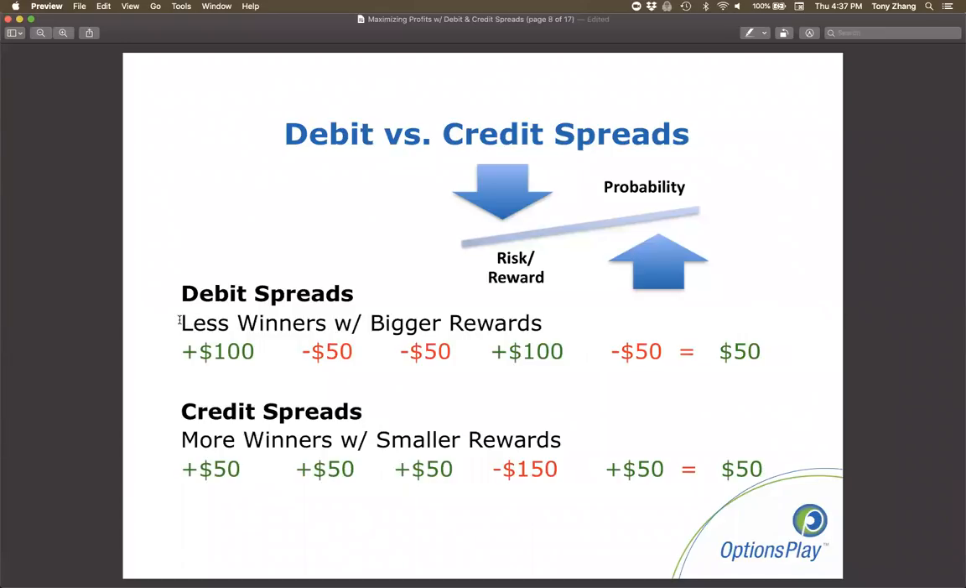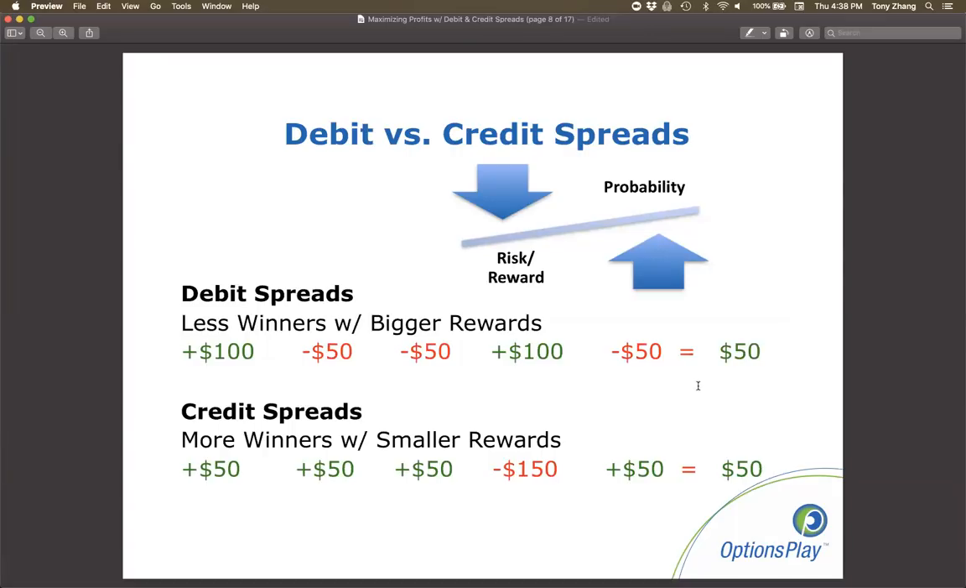So with debit spreads, you're going to get fewer winners, but bigger rewards when you are winning. What's the best way to think about this? If you're a gambler, it's almost like playing roulette. You don't win very often, but when you win, you win big. That's what it might feel like to trade a debit spread. You might have 5 trades where only 2 of them are winners, but each time you win $100, and the other 3 times you lose $50. Your net result is you make a $50 profit at the end of these 5 trades.